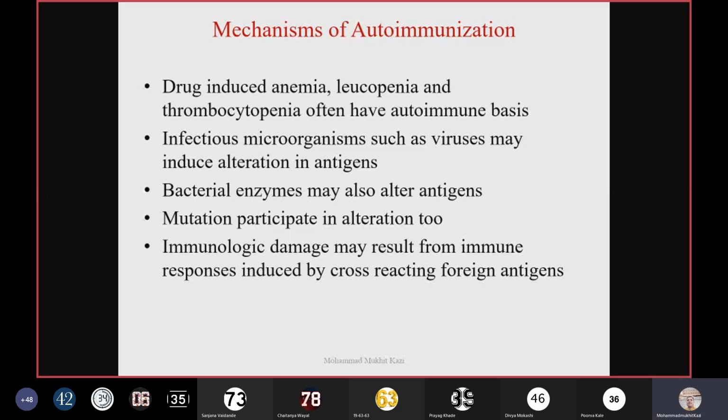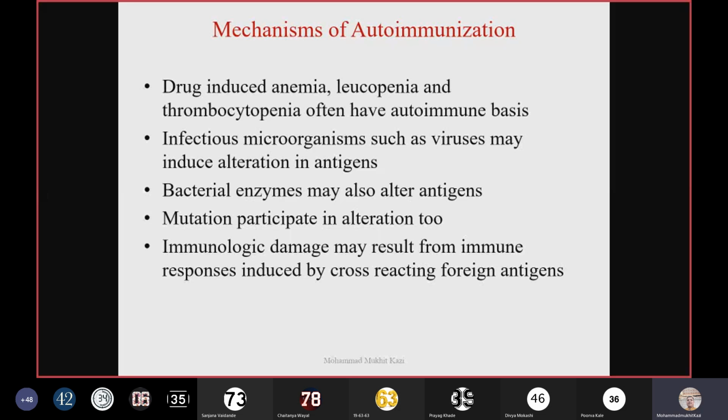Probably you might remember from the first lecture on general properties, when I was trying to tell you about the multiplication of virus in the cells. During multiplication, the virus attaches to the host cell, and when it enters its DNA or RNA material into the host DNA, at that time the cell itself changes the antigens present on its surface, and these are also responsible for becoming new antigens. So microorganisms are also one of the causes of the mechanism of autoimmunization or autoimmunity.